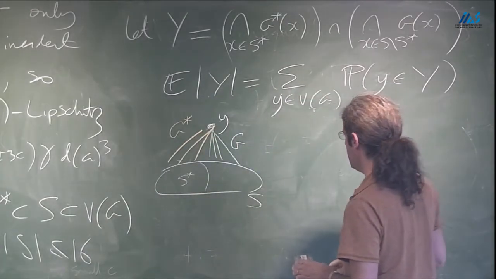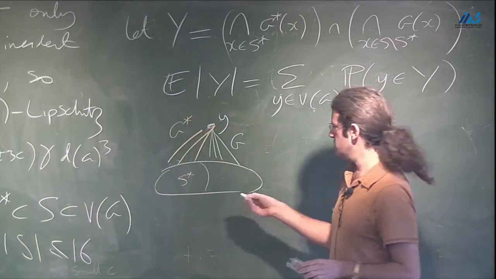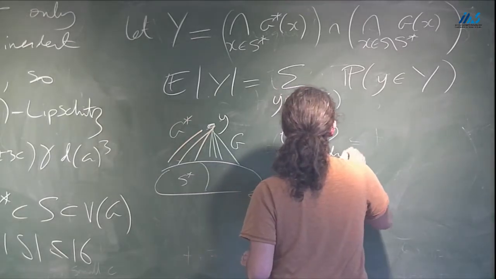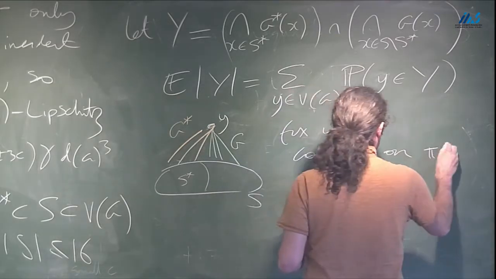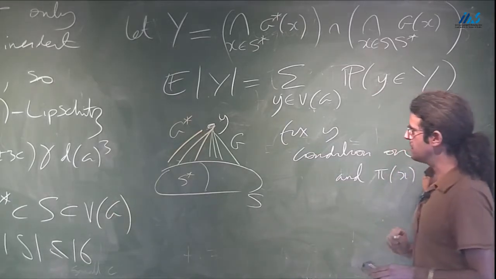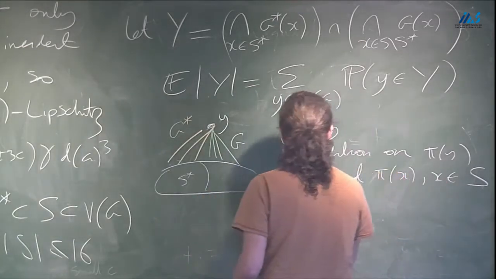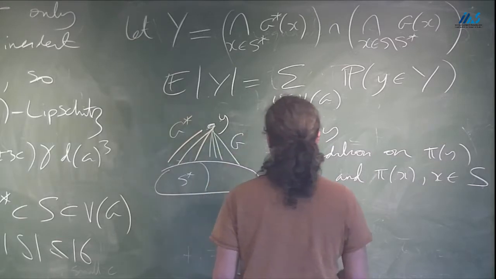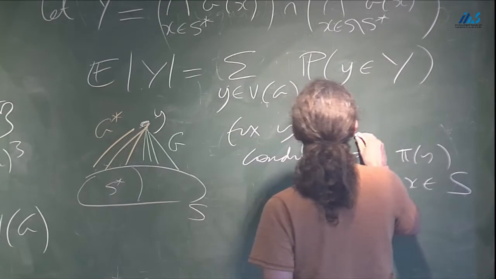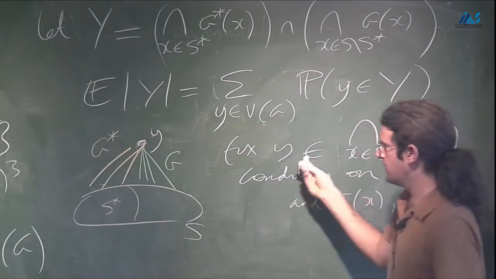So when does this occur? I'm going to fix y and condition on pi y and pi x for x in S. So the property I'm looking for is, fix y which is in the common neighborhood of S. There's no point in considering any other y. It's not going to contribute to this.